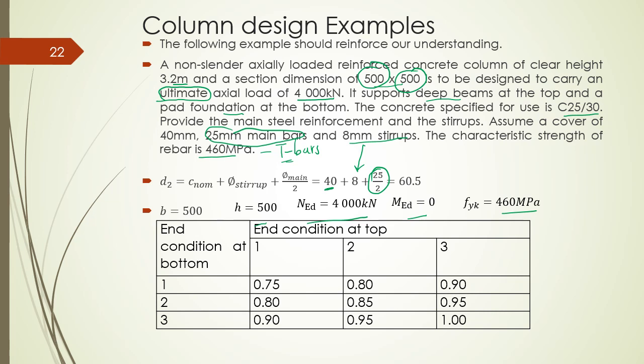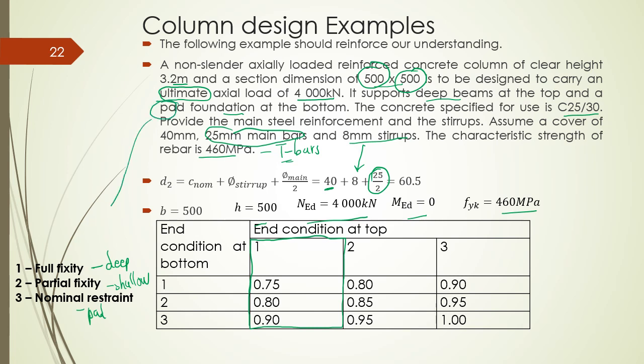We also need the end conditions at the top and at the bottom. In our case, we have deep beams at the top, so that's usually full fixity. On the top we have full fixity, so we'll be interested in that column. And at the bottom we have a pad foundation, which gives us condition 3.